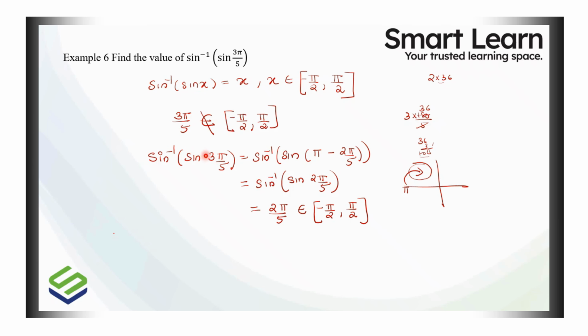So what you will do here, you have to write this in terms of some other angle. So sin inverse of sin 3 pi by 5, you can write as sin inverse of sin of pi minus 2 pi by 5. Pi minus means second quadrant, sign is positive. So sin inverse of sin 2 pi by 5, that is 2 pi by 5. That is in the interval minus pi by 2 comma pi by 2. So our answer is 2 pi by 5.